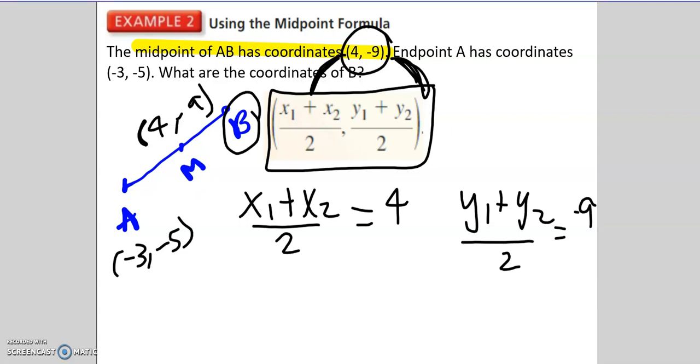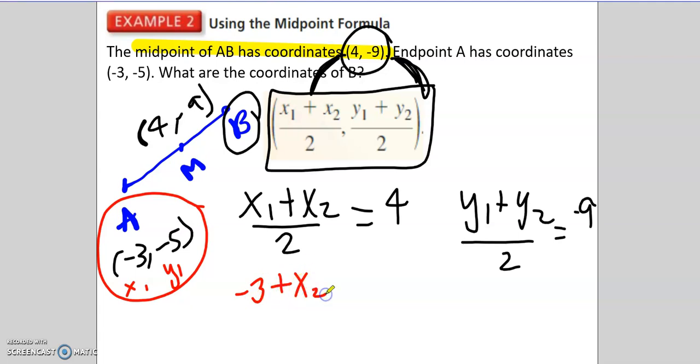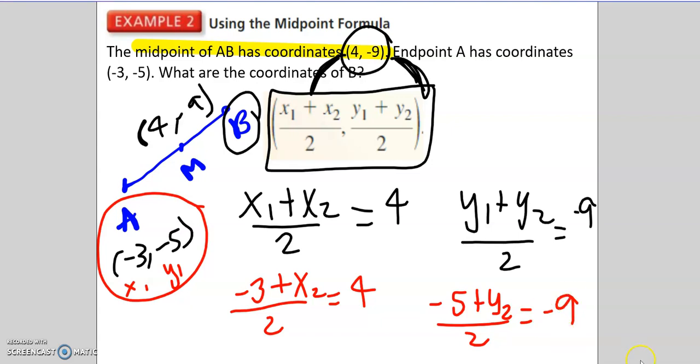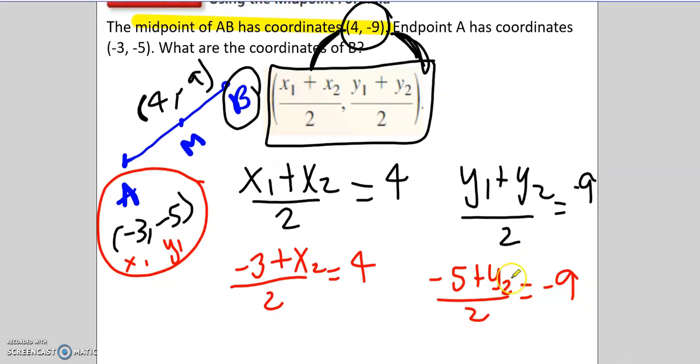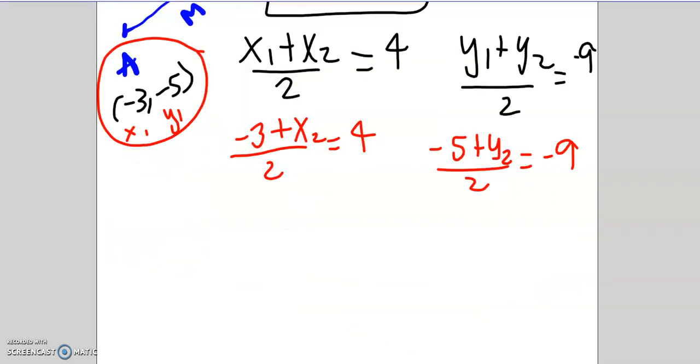What other information did they give me? They gave me that A, which is usually my x1 and my y1, is -3, -5. So I'm going to go ahead and substitute those numbers into my formulas here. x1 is -3. I still don't know what my x2 is. Divided by 2 equals 4. My y1 is -5 plus y2 over 2 equals -9. Those are the two equations that we're going to need to solve to find my endpoint B. So we're going to solve them.